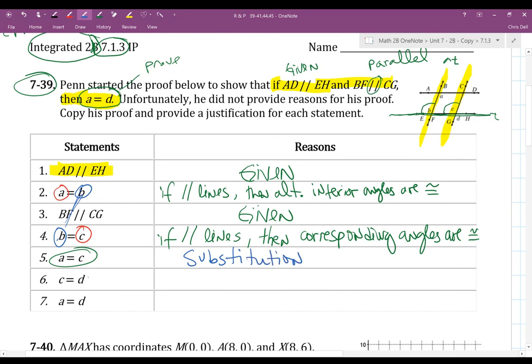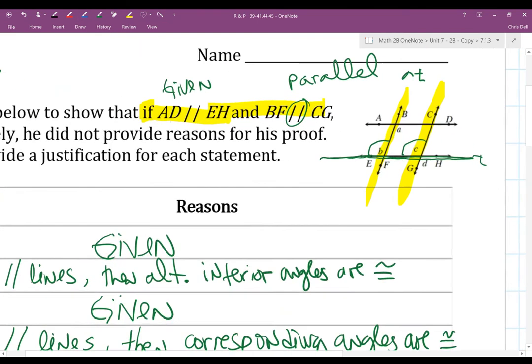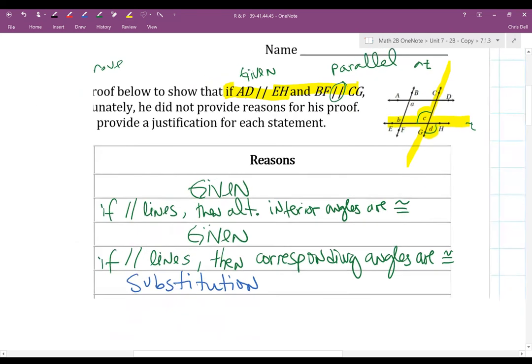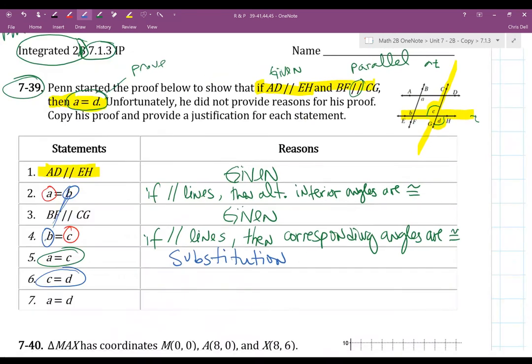All right, keep going. Why can I say C is equal to D? Let's go look at our picture. Which ones are C and D? C is this angle and D is this angle. Well, I don't need parallel lines in this case. I just need to show that I've got intersecting lines. Two intersecting lines always produce vertical angles, and what's true about vertical angles is they are equal. So all we have to write is vertical angles are equal or congruent.